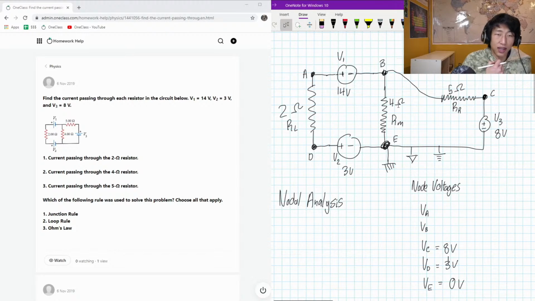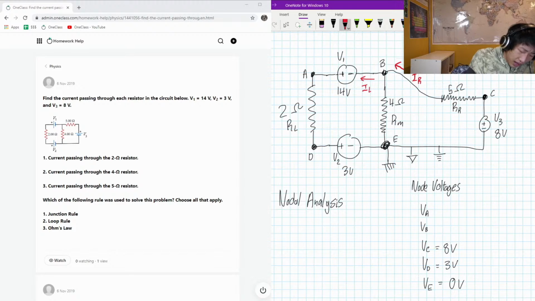is to assume some current directions. Maybe in red, let's take a look at node B right here, and we're going to use the junction rule. We know that all currents coming in is going to be equal to the currents going out. That makes sense. Currents can't spontaneously exist out of nowhere. Everything that comes in must be going out somewhere. So if we assume some directions, let's call this IR. Let's call this one IL. And let's call this one IM, for I middle.